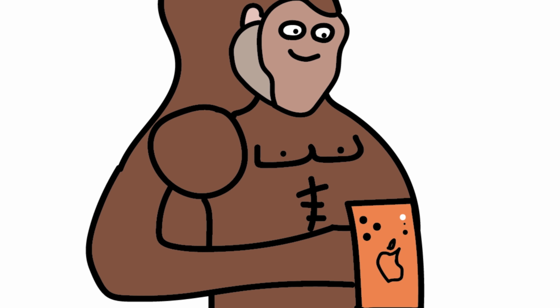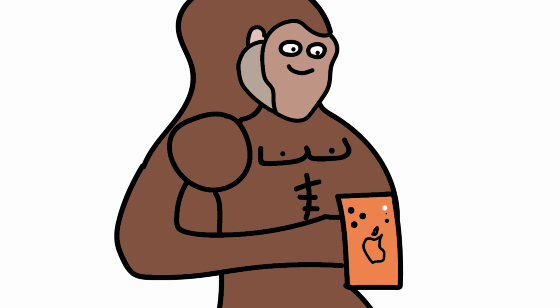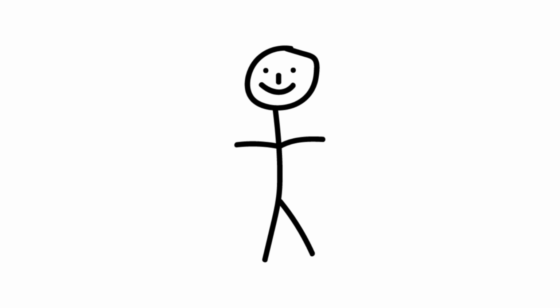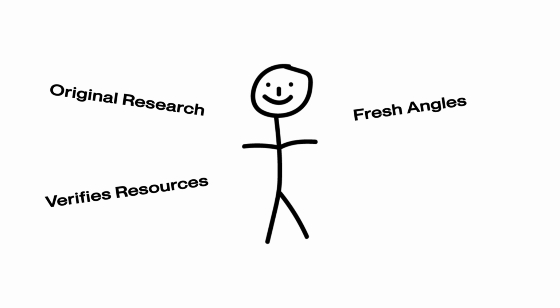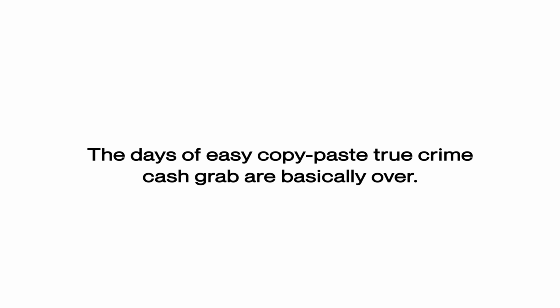Audiences love these because solved cases give you the thrill of a murder mystery. So what's the rank? C tier. If you're not bringing original research, verified sources, fresh angles, or real storytelling instead of dumping case files into ChatGPT, the days of easy copy-paste true crime cash grabs are basically over.